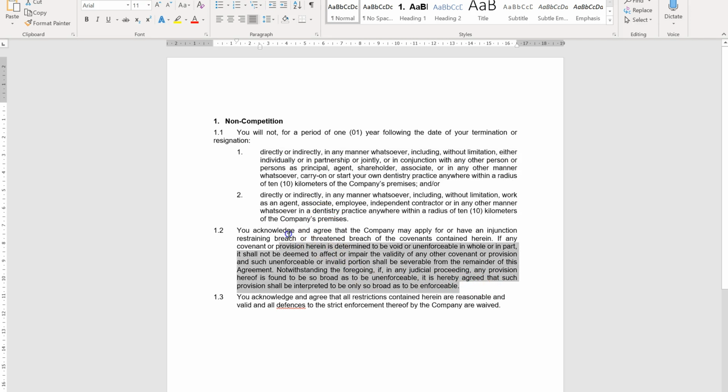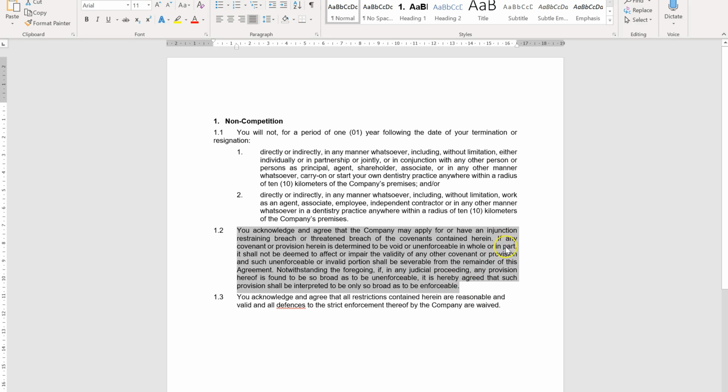Another common part of this clause is this, that you acknowledge and agree that the company may apply for an injunction. So injunction is really that if you start a competing business with an employer, can the employer literally go to the court, bring a motion for injunction, and stop you right in your tracks? And so this clause is saying basically that if you do compete with us, we're going to bring an injunction against you and stop you right there and then seek damages and the legal costs and whatnot.